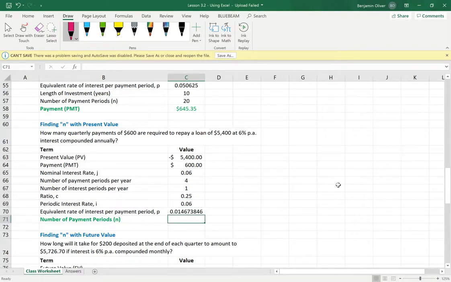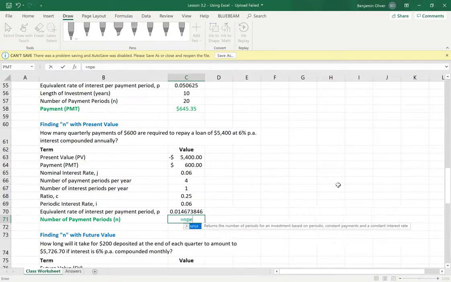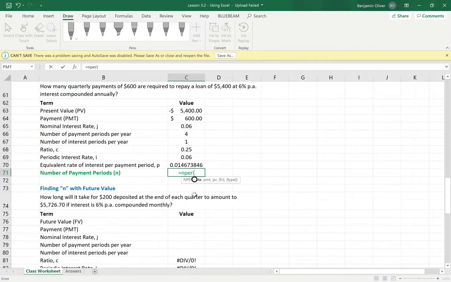So now we need the number of payment periods. Remember, that's equals NPER. Okay. First, it's going to ask for our rate. And again, the difference is you type in the equivalent rate of interest. So you select that cell. Now it wants your payment, $600. Present value. In this case, we know the present value. So you select that cell. Future value, we don't know. So you just place 0. And lastly, it's end of the period, again, because it's an ordinary general annuity. So that means our last number is 0 and bracket. Okay?